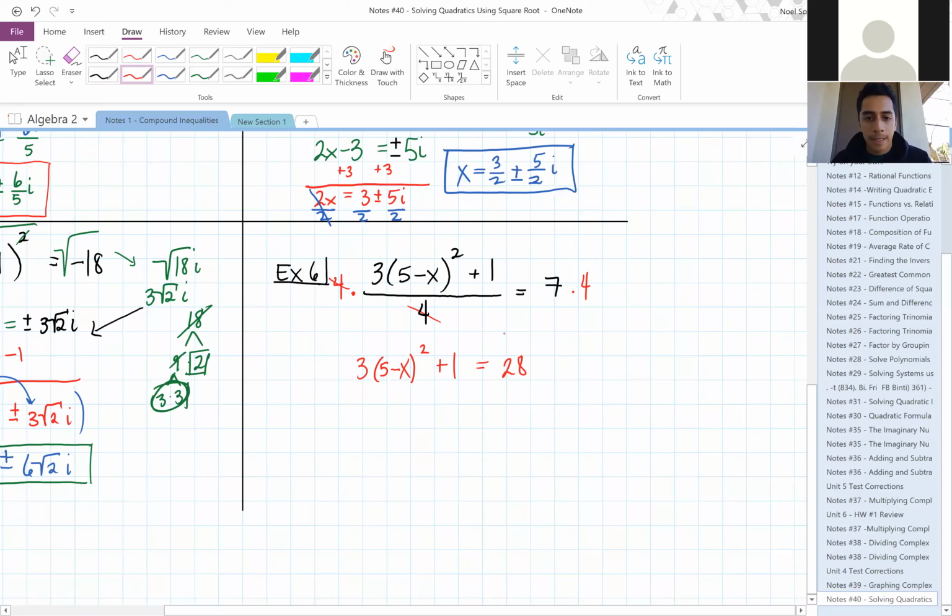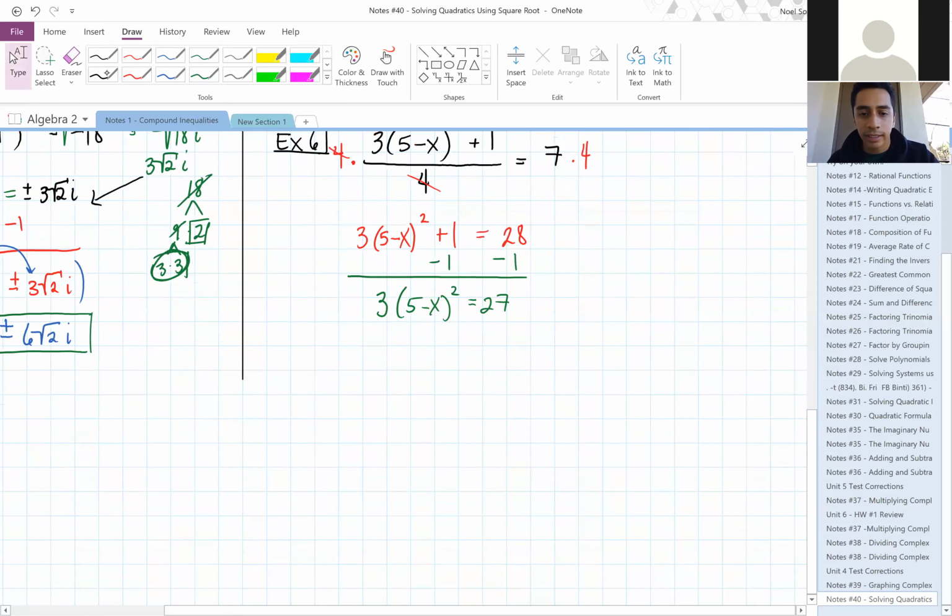All right. From here, we should get rid of the 1 first. So subtract 1. 3 times (5 minus x) squared will equal 27. And it looks like something kind of friendly, right? I don't think we're even going to get imaginary out of this.